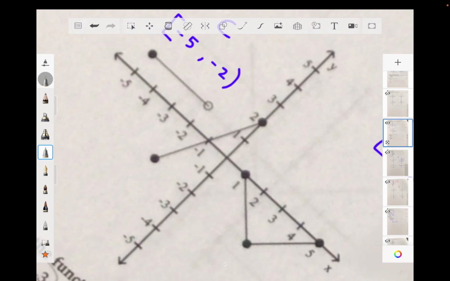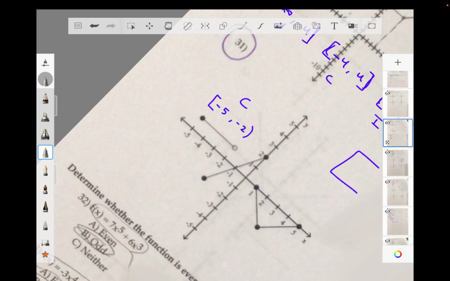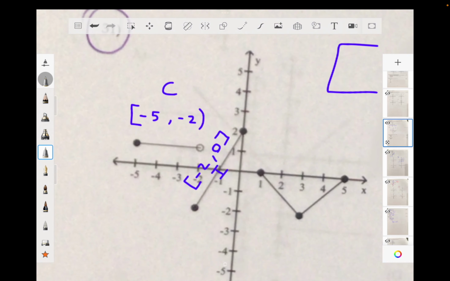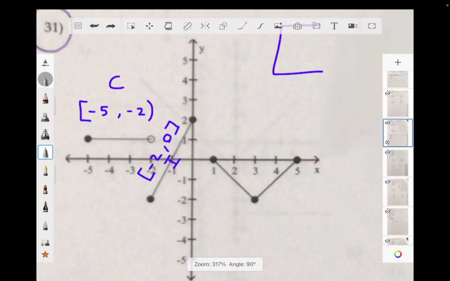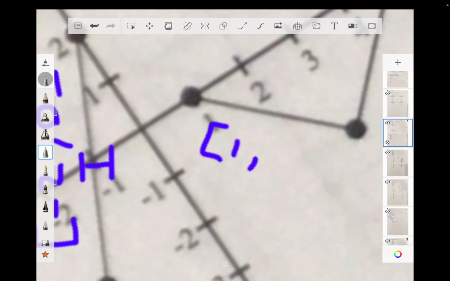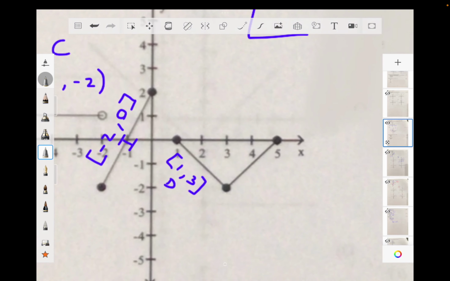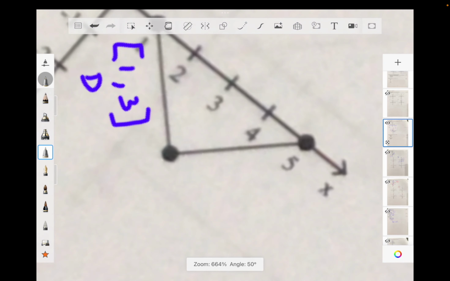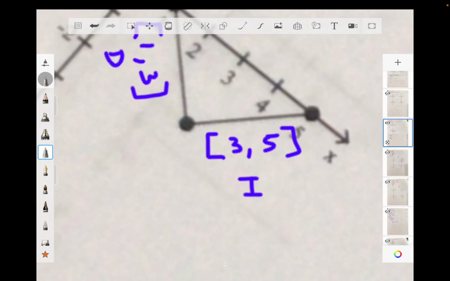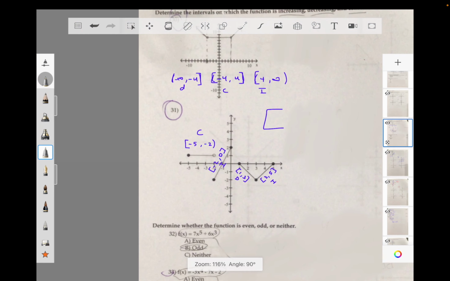From -2 to 0, it's increasing, right? Because they have two whole dots. From 1 to 3, so I'll do it right here, it's decreasing. And then from 3 to 5, it's increasing. There you go.